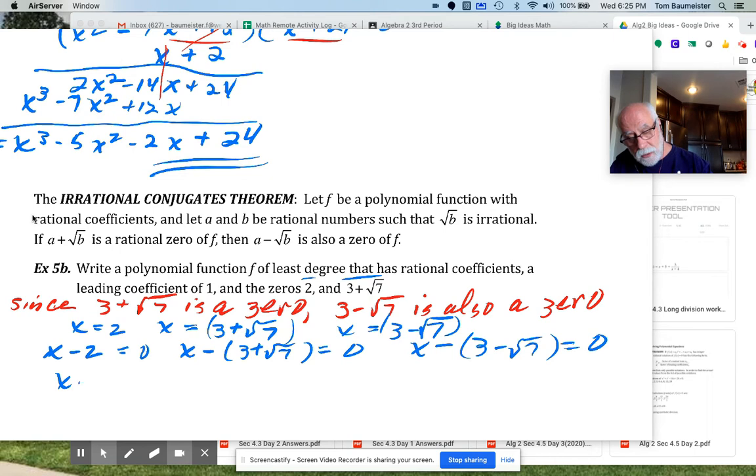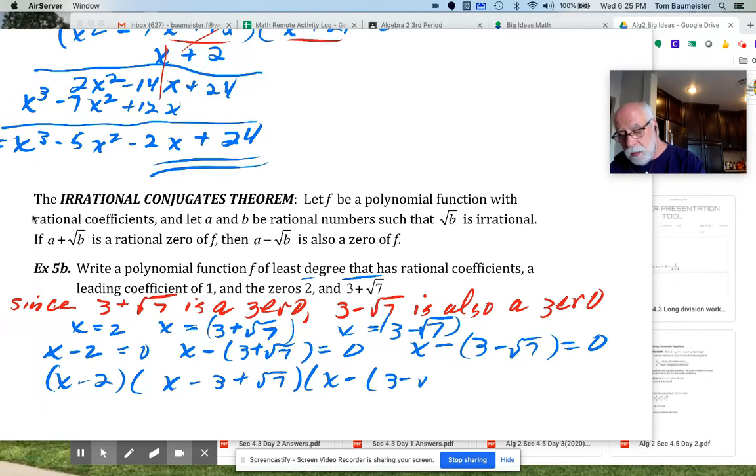So now I'm going to have x minus 2 times x minus 3 plus the square root of 7. And then I'll have x minus 3 minus the square root of 7 is equal to 0. Okay, so now here's the trick. What I want you to do here is, instead of having the x minus, notice how I have the 3 plus root 7, 3 minus root 7 together. What I'm going to do now is regroup them this way, which a property that you learned a long time ago allows you to do.